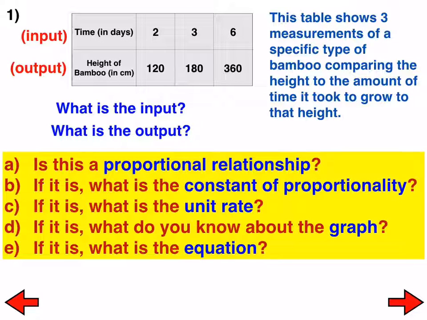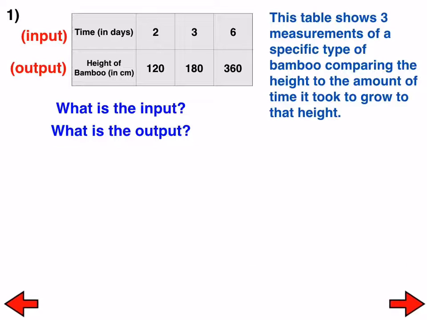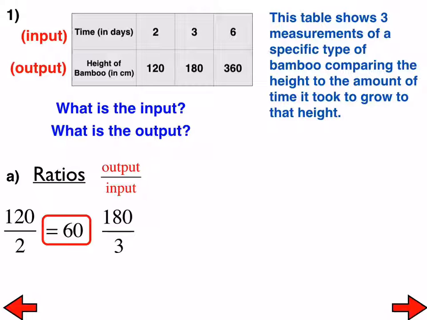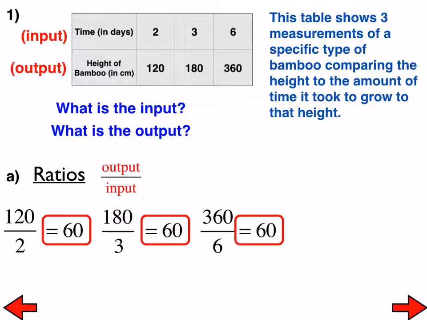So the first thing that we are asked to figure out is whether this is a proportional relationship or not. And there are several ways of figuring that out. One way is by checking the ratios of the output over the input. So we have 120 over 2, that's 60. We have 180 over 3, that's 60. We have 360 over 6, that is 60. Since all of those ratios of output over input are equivalent, and in fact they happen to be 60, that means that this is a proportional relationship.